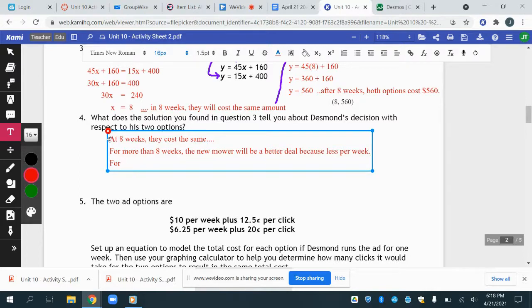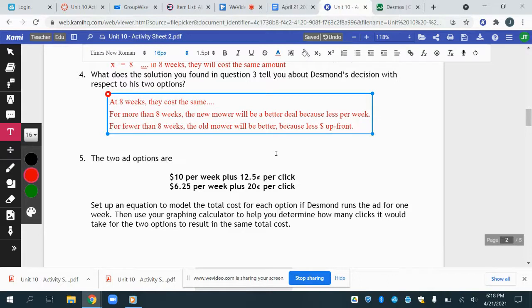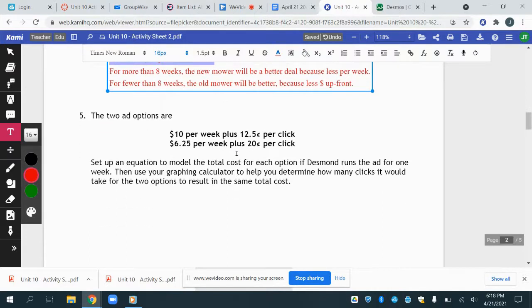For fewer than 8 weeks, the old mower will be better because less money up front. You didn't have to pay as much to buy it or fix it, right? And that's what we know. So we found out where they're equal, and we can use that to figure out what's a better deal if you go more or less than 8 weeks. So finding out where they're equal is very important. It's like you're dividing a line.